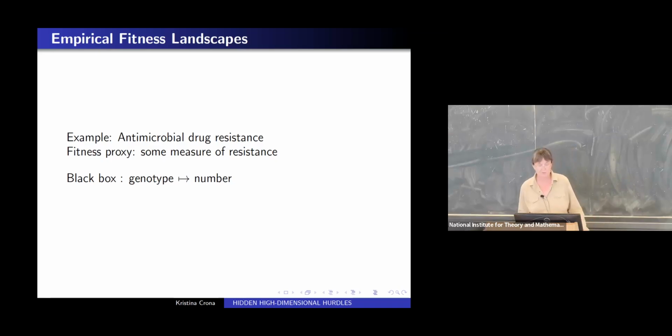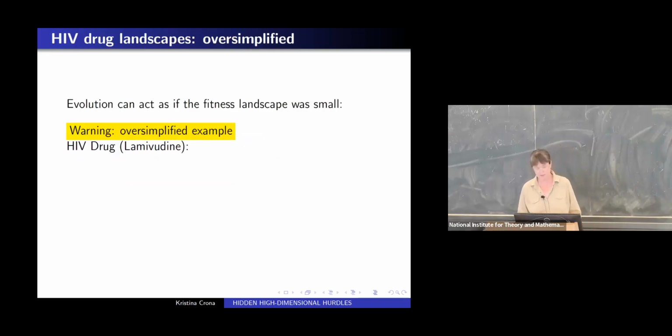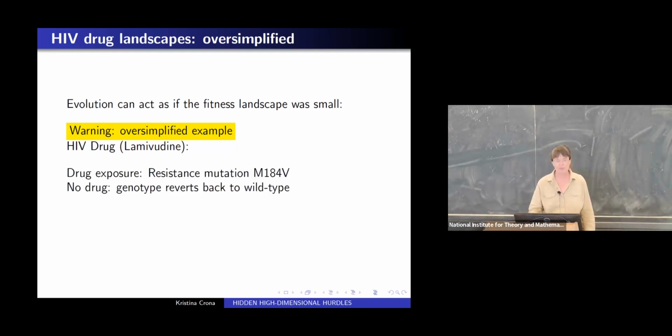And many times we can have a total black box perspective. Here's a genotype, there's a number, and I need not know anything about how it actually works. Even though fitness landscapes are in theory large, they sometimes act as if they were small. So here we have an oversimplified example. When we use an HIV drug, then a resistant mutation, here M184V, may appear. And then when we stop using the drug, the genotype reverts back to the wild type.